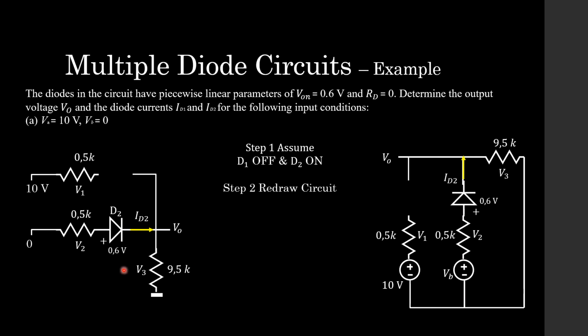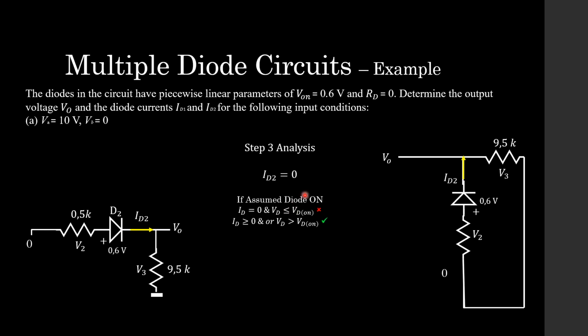So for some reason you assume that diode 1 is off and diode 2 is on. So let's redraw our circuit. Diode 1 is an open circuit. Diode 2 stays in place. It has its 0.6 volt drop across it. And we now can proceed with the analysis in step 3.